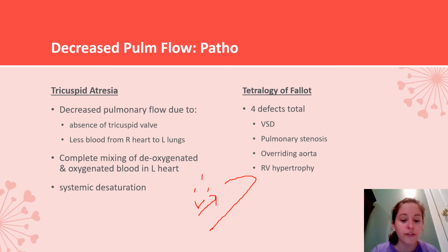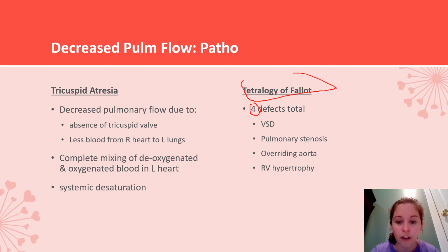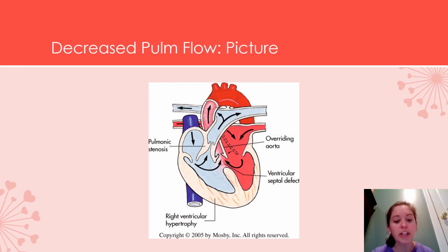Now for tetralogy of Fallot, tetra means 4. So if you think about the actual name of the defect, there are 4 defects that make up tetralogy of Fallot. There's a VSD, which we talked about. There's pulmonary stenosis, there's an overriding aorta, and there's right ventricular hypertrophy. And I'm going to show you a picture here in a second. Here's a picture of a heart that is a tetralogy of Fallot heart.